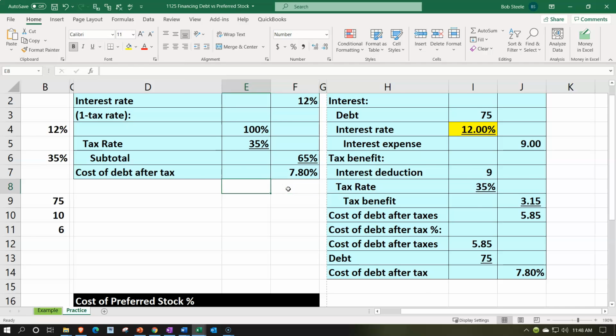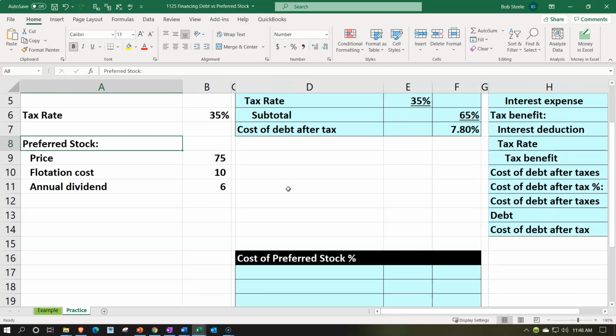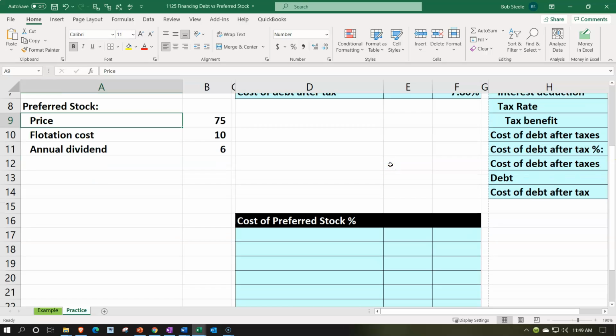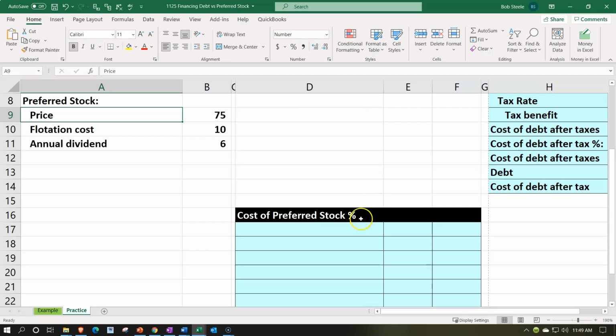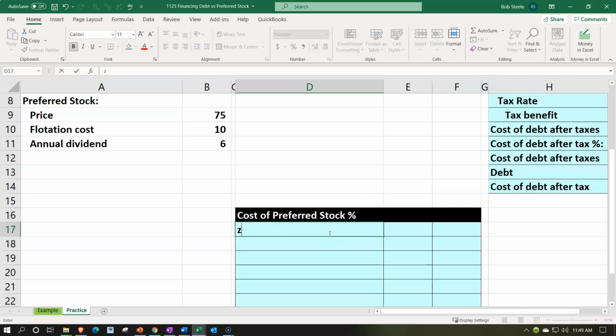Now let's think about the preferred stock. Going down to the preferred stock, what's happening in preferred stock world if we did this that way on the equity side of things? Well, the price is going to be the 75. We're going to say that the floating cost, the cost to issue the preferred stock, in other words, 10, and the annual dividend, what we have to pay then on an annual basis, 6.